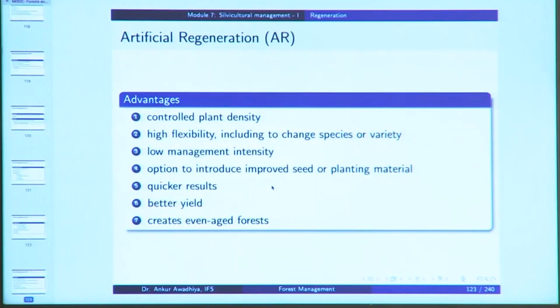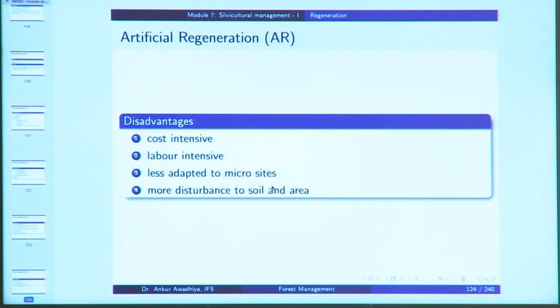Advantages: you have very good control over plant density, there is high flexibility including to change the species or variety, low management intensity, option to introduce improved seed or planting material, quicker results, better yield, and it creates even aged forests. The disadvantages are that it is cost intensive, labor intensive, less adapted to microsites, and there is more disturbance to soil and the area.